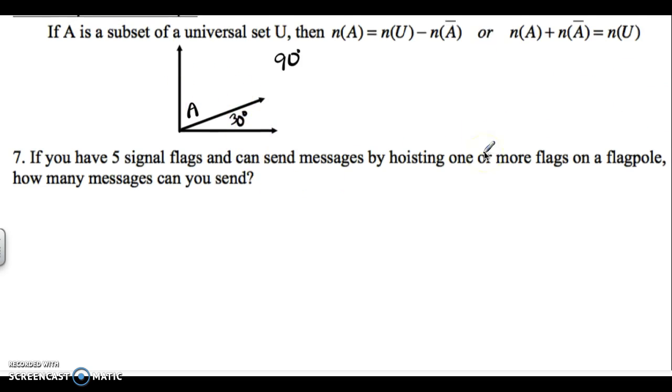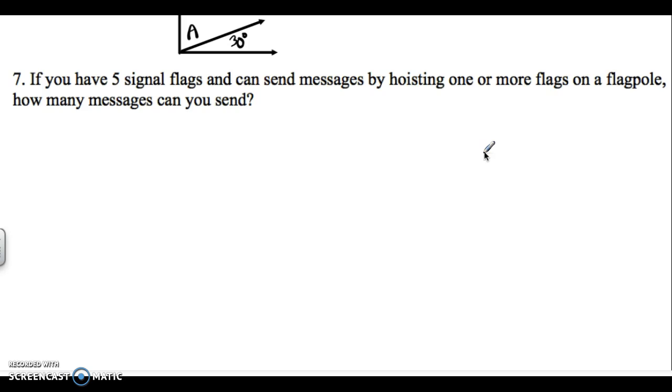Let's take a look at the next one here. If you have 5 signal flags and can send messages by hoisting 1 or more flags on a flagpole, how many messages can you send? Well, let's see. If we have 5 flags, then we have 5 spots. 2, 3, 4, 5. And how many options do we have in our first case here? Well, we haven't used any flags, so we have 5 options there.